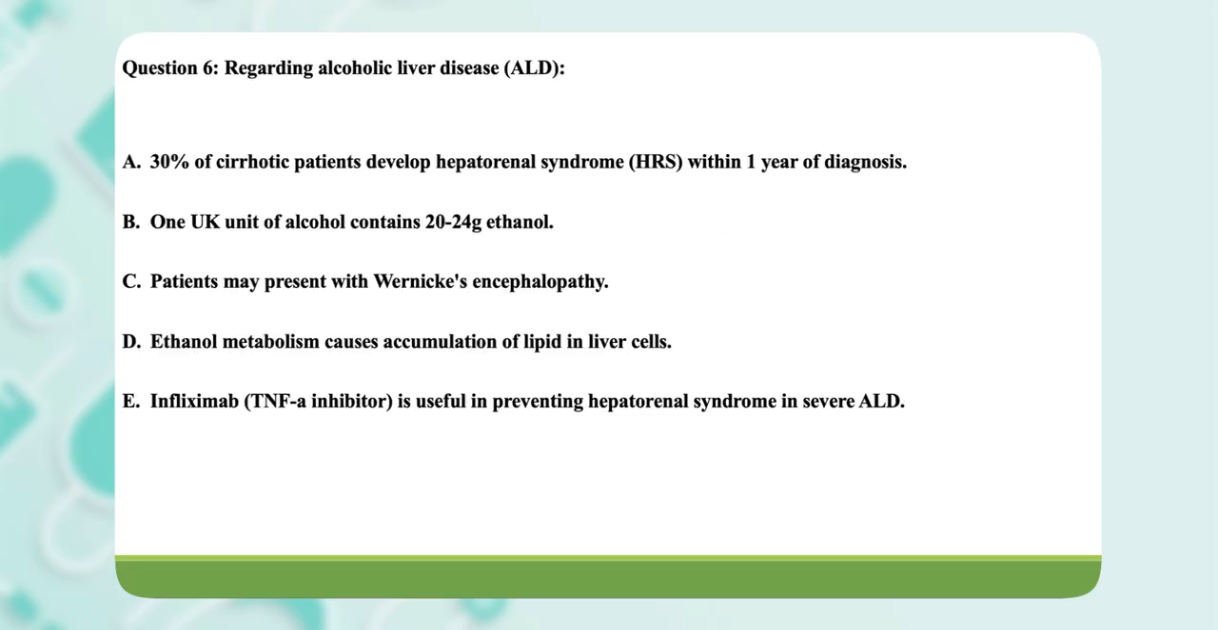So next question is regarding alcoholic liver disease. 30% of cirrhotic patients develop hepatorenal syndrome within 1 year of diagnosis. 1 UK unit of alcohol contains 20 to 24 grams of ethanol. Patient may present with Wernicke's encephalopathy. Ethanol metabolism causes accumulation of lipid in the liver, and infliximab, a TNF alpha inhibitor, is useful in preventing hepatorenal syndrome in severe alcoholic liver disease.